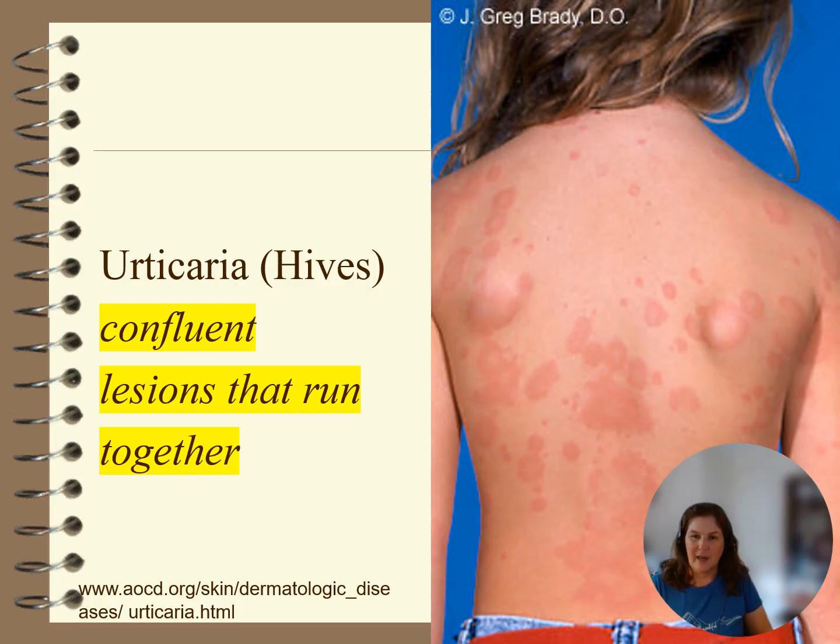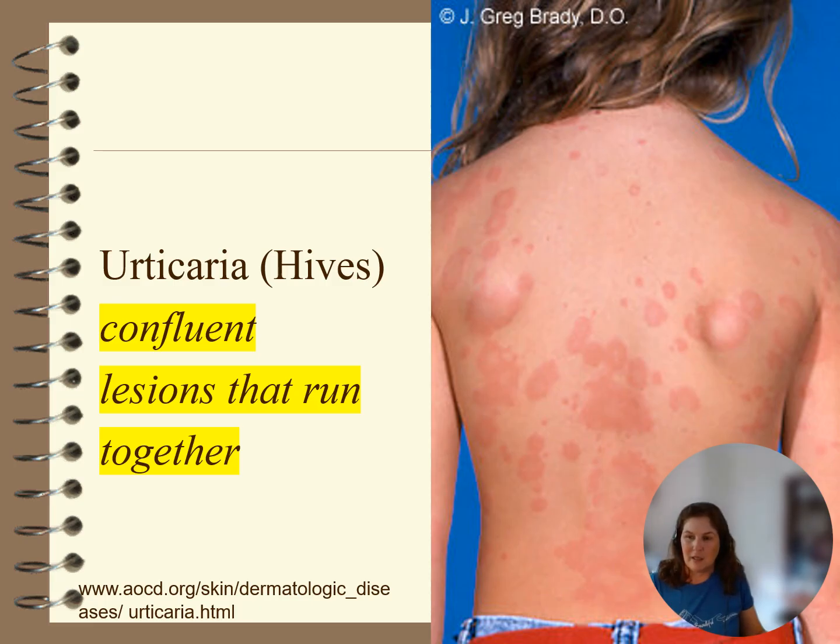Okay, hives. Here's what hives looks like. Confluent lesions that run together. Wheals that coalesce to form extensive reactions, intensely pruritic. Not always. Antihistamines are your best approach for these. I prefer the antihistamines that do not put people to sleep. So Zyrtec, loratadine, Claritin, Allegra, those are great for working with these.